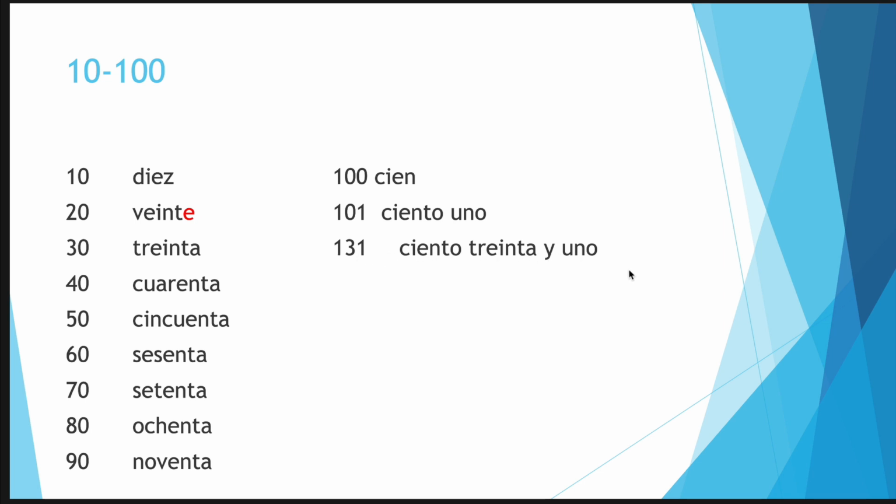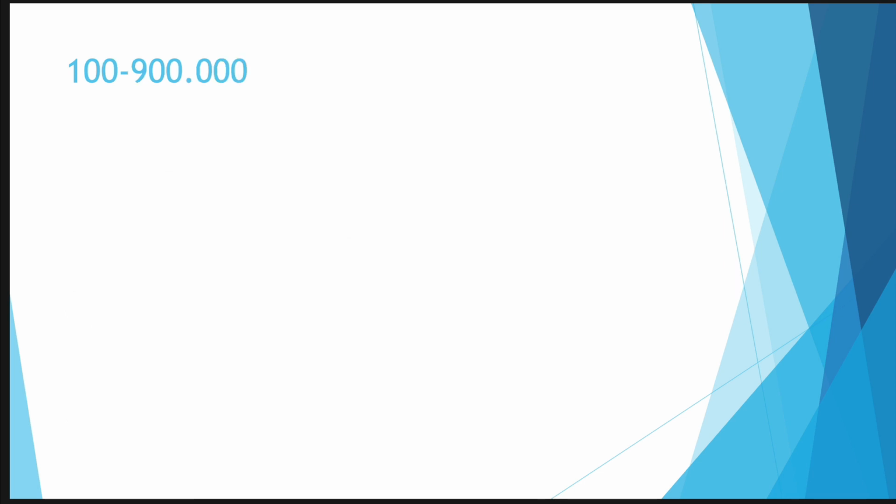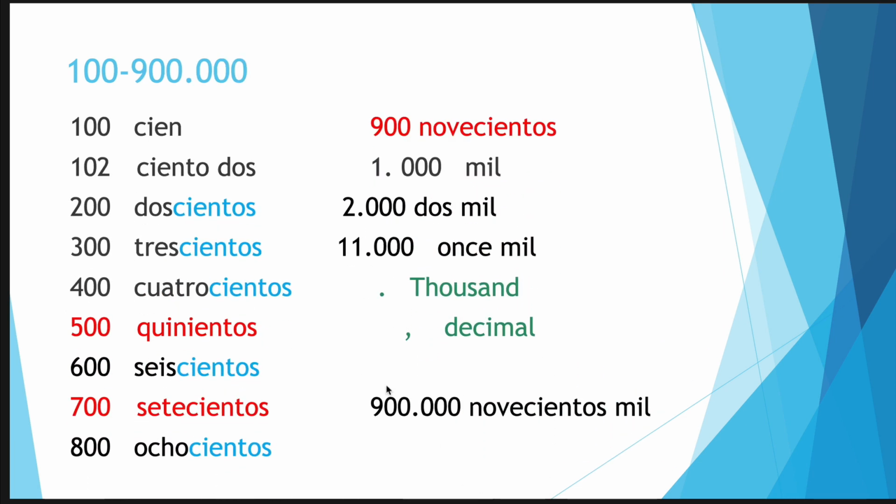131. So what if you want to say 166? Then you say ciento sesenta y seis, 166. Okay, what about 110? Ciento diez. You go straight into that 10. There's no "y" in between. Remember that. Okay? So what happens when you get into the hundreds? 100. And once you pass 100, you use ciento, como 102.